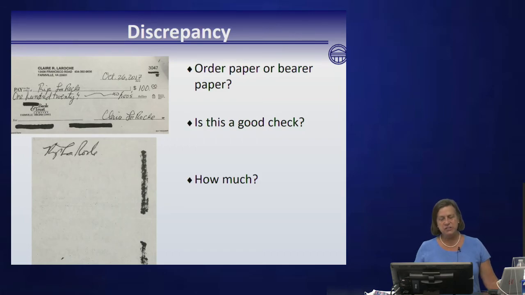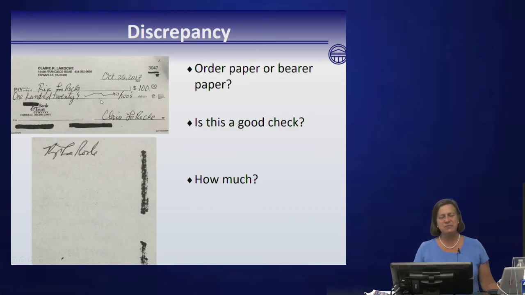Here there's a discrepancy. To begin with, is this order paper or bearer paper? You have one endorsement. It's an endorsement in blank, and someone just signed their name, so it is bearer paper. So is this a good check? There's a discrepancy between the amount written out in words and the amount written out in numerals. Yes, it's a good check. And how much is it good for? It's good for the amount written out in words.